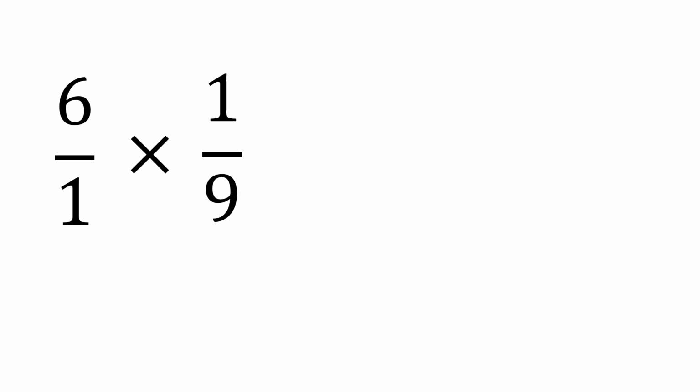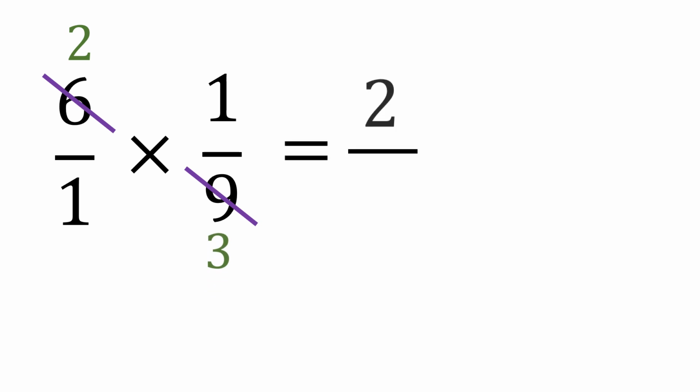Now, let's do cross cancellation. 6 and 9 are both divisible by 3. So 6 divided by 3 is 2. 9 divided by 3 is 3. So this is equal to 2 times 1 is 2, and 1 times 3 is 3. And that's the final answer.